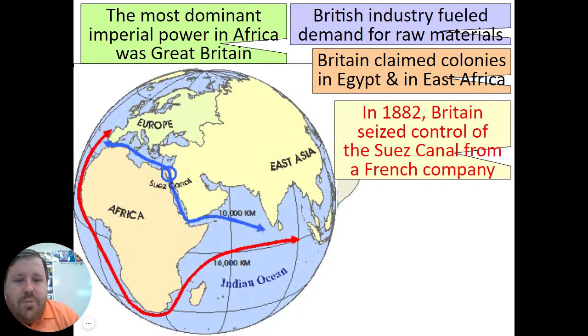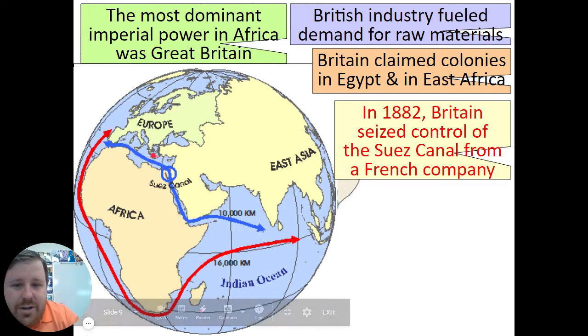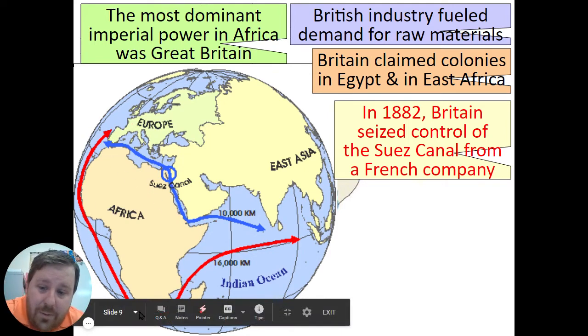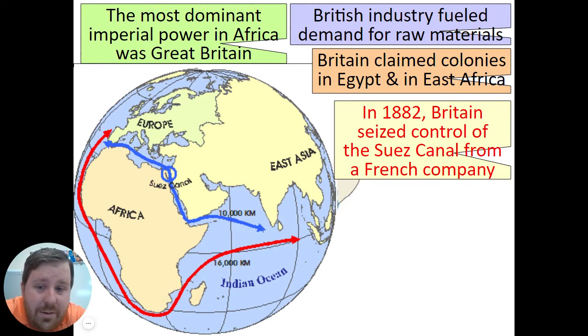In 1882, Britain seized control of the Suez Canal from a French company, so they controlled this waterway. This that you see in blue, the Suez Canal is right here. It's the only way to get through the Mediterranean Sea into the Red Sea and into the Indian Ocean. Without access to that canal, you have to go all the way around Africa to get to the Indian Ocean. So control of that canal really makes Britain that much more powerful because it can control who can get through and trade there.